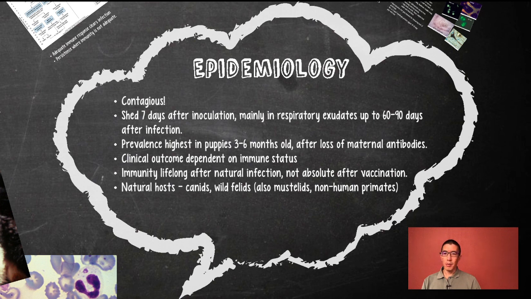There is good lifelong immunity after natural infection, but immunity after vaccination is not absolute. The natural hosts of the virus are canids, such as dogs, jackals, wild dogs, etc. Wild felids, such as lions, can also be affected, and large outbreaks in the species have occurred in the past.